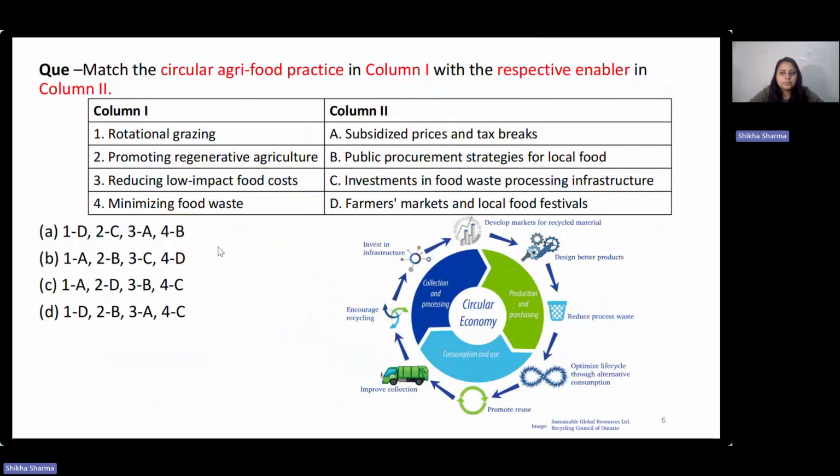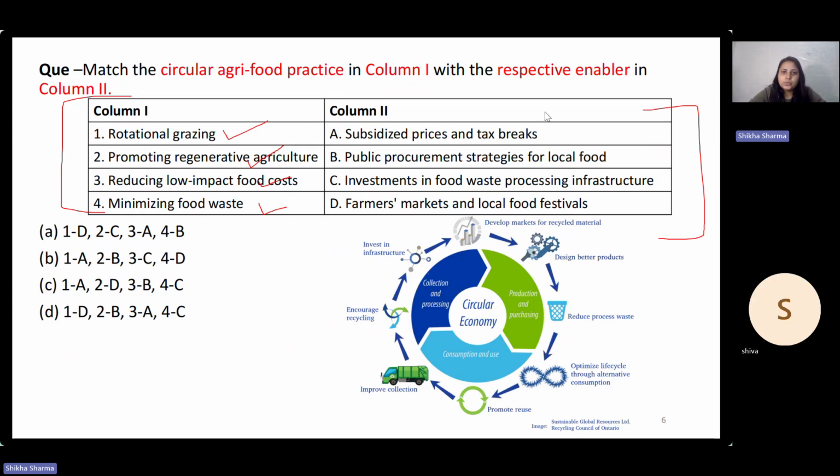Okay, let's move to the next question. Match the circular agri food practices which are given in column 1 with the respective enabler in column 2. So in column 1 we have four circular agri food practices, which are rotational grazing, then promoting of the regenerative agriculture, then third is reducing the low impact food cost, and fourth is minimizing the food waste. In column 2 we have the enablers, which are subsidized price and tax breaks. Then B is public procurement strategies for local food. Third is investments in food waste processing infrastructure. And D is farmers market and local food festivals.